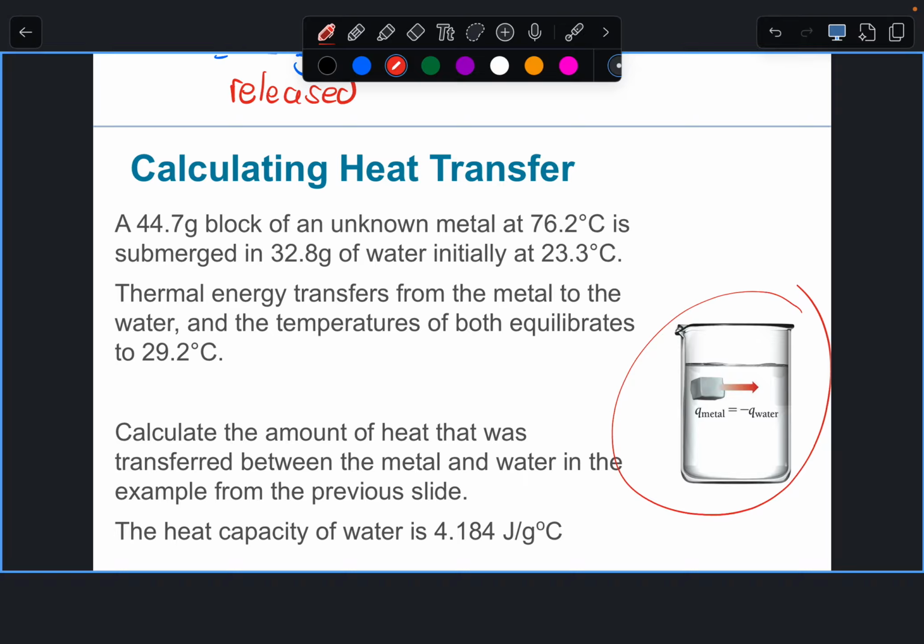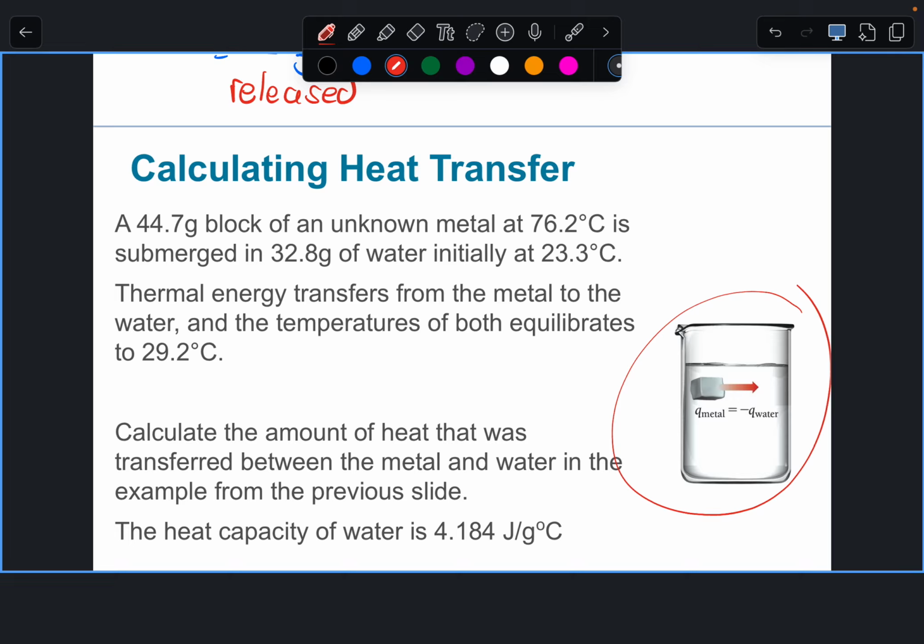This is true of any two substances you put in contact. You leave them long enough and their temperatures are going to be the same. If you stick an ice cube and warm water together, the ice cube is going to warm up and the warm water is going to cool down, right? Until they're the same temperature. That's what equilibrating is. So this one comes to 29.2 degrees at the end.